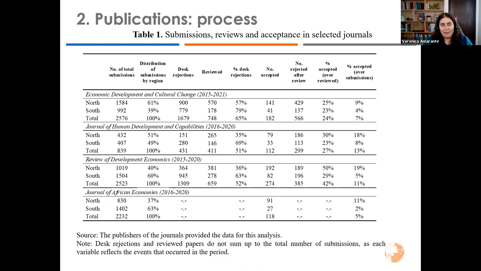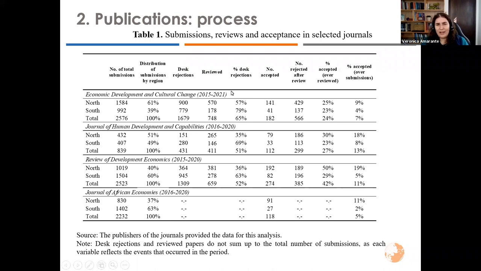We have the total number of submissions, and if you look at the third column in this table, we can see the distribution of submissions by region. In the first two journals, which are, as I said, ranked as high quality journals, we have a higher participation of submissions from researchers located in the north. And in the other two, the Review of Development Economics and the Journal of African Economics, we have around 60% of submissions done by researchers from the south.